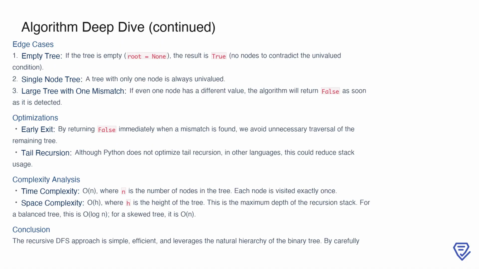In solving this problem, there are a few edge cases to consider. First, if the tree is empty, meaning the root is None, the result is true because there are no nodes to violate the univalued condition.